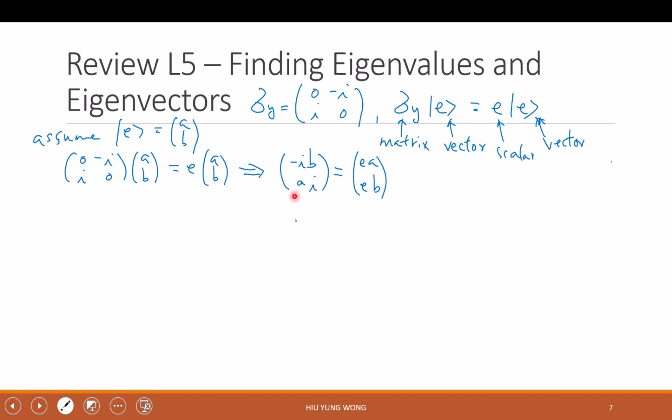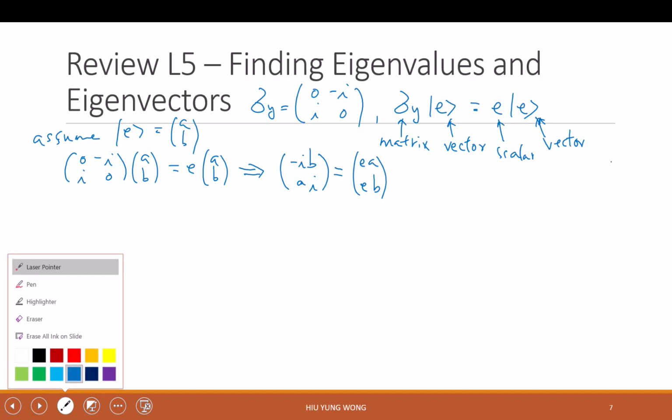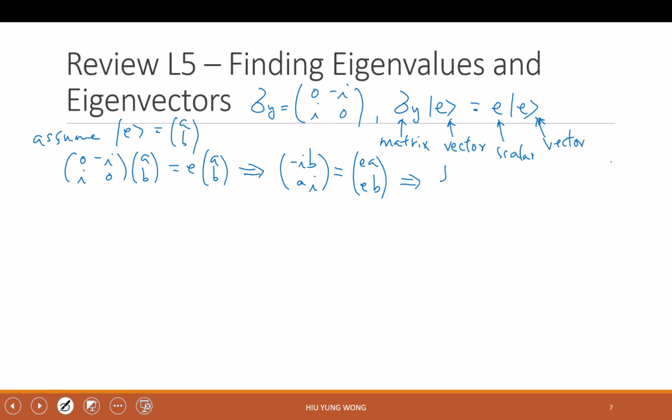Now tell me, what is this? Is this a scalar, matrix, or vector? Vector, because it's a column vector, only 2 elements, right? And this is a vector. When we say this vector equals this vector, what does it mean? The requirement is you have 2 equations. You need to have negative iB equals EA and iA equals EB. Do you agree? For a vector, if you have 2 identical vectors, all the corresponding coefficients need to be the same. Otherwise, they cannot be the same, right? So I have these 2.